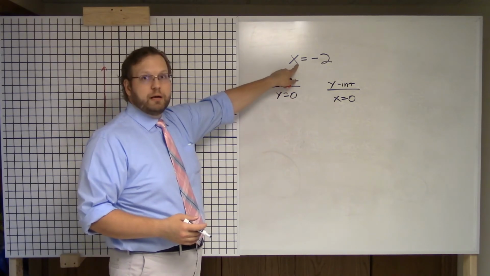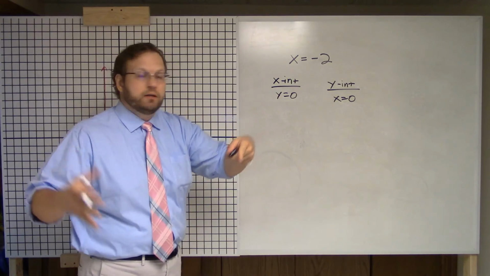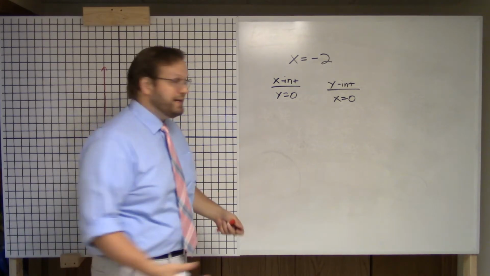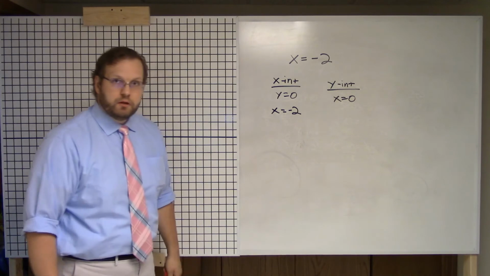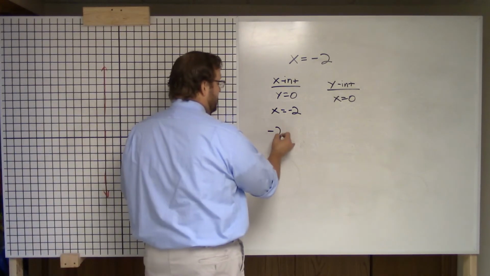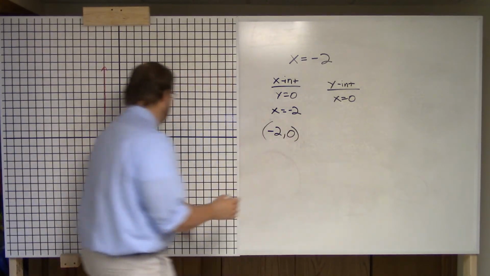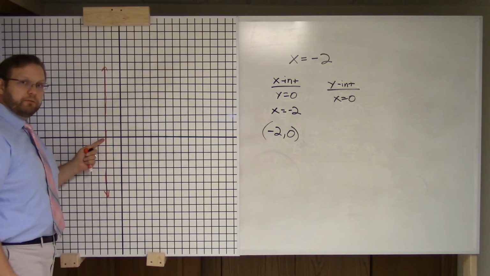Now, y equals 0. There's nowhere to plug that y because y has nothing to do with it. If the y is 0, great. I don't care. X is still -2. Okay? So what I get is -2, 0, which I can verify for my graph.